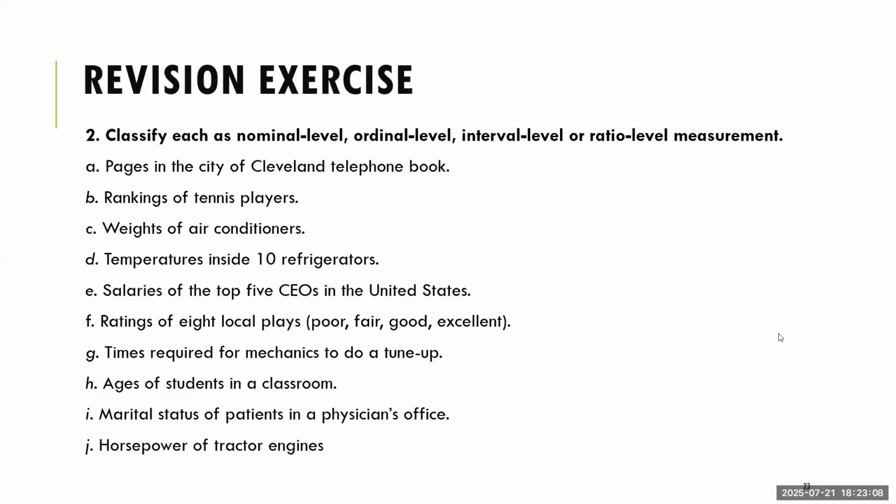Hello, yes, sir. Can you hear me? Yes. Sorry, I was muted. So yeah, I can see the F. It says ratings of 8 local plays: poor, fair, good, and excellent. Okay. So this is an example of the ordinal now, because you'll be able to know, for example, if you want to grade the students, once you see excellent, you know the student performs well. Once you see poor, you know the student doesn't perform well. So is that what you're trying to explain, sir? Okay. Yes, that's measured on the ordinal scale.